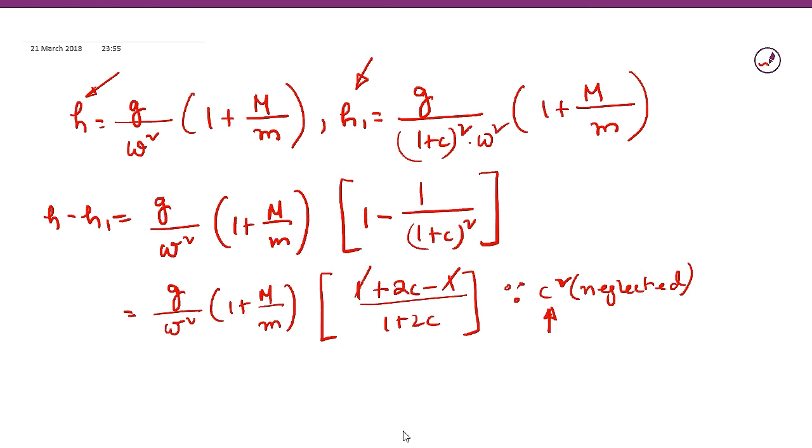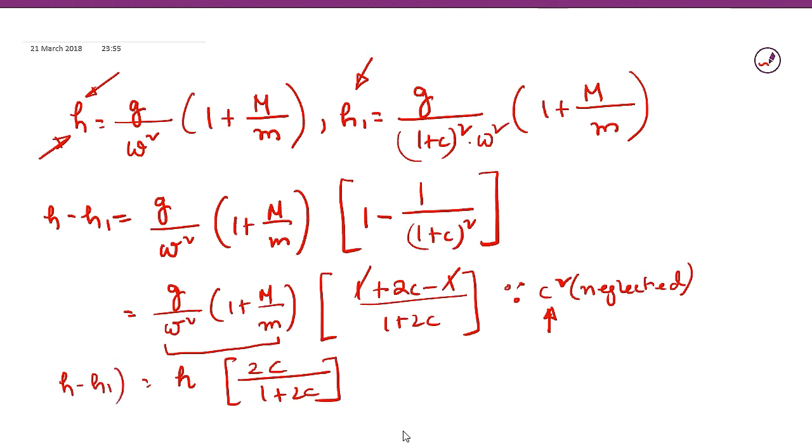So after simplifying, this entire thing will be nothing but your h expression, is it not? So we can write h into 2c by 1 plus 2c. So your h minus h1 will be nothing but h into 2c by 1 plus 2c.